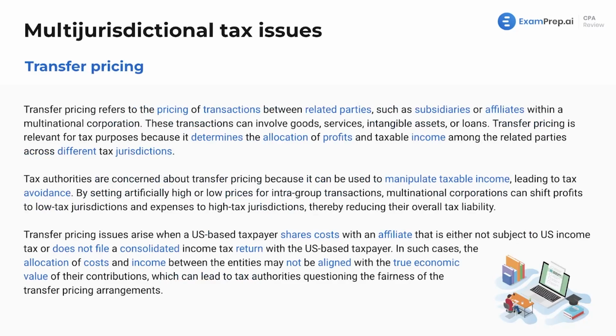Transfer pricing, that we mentioned in our introduction, but here is where we're going to really dive into it more. A lot of this will be overlap, so if you are familiar with what transfer pricing is, feel free to move on to the next clip.